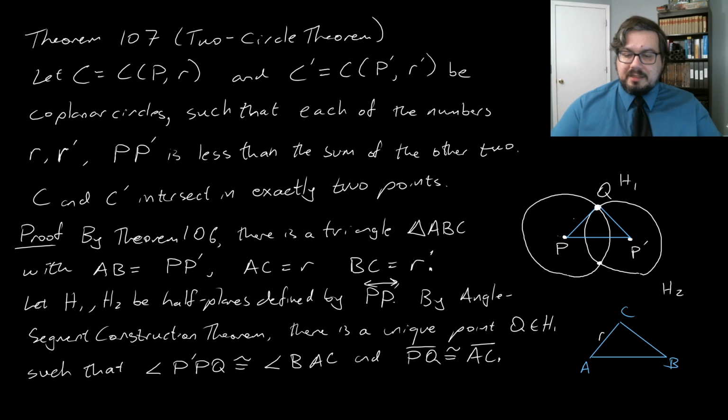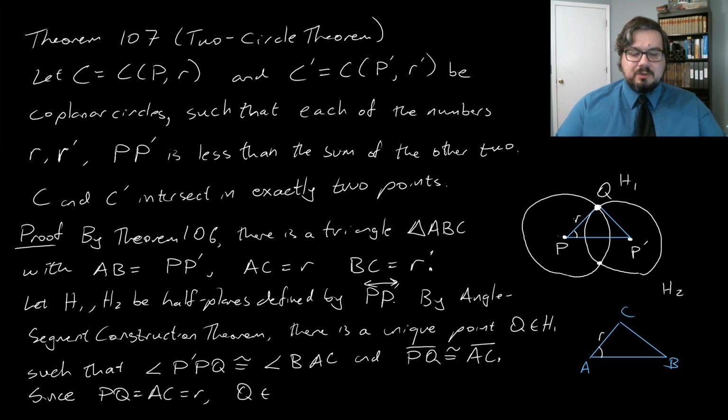And we know that the length of AC is R. That was part of our construction. And so that length is R as well. And we have that this angle and this angle are congruent, the angle at A and the angle at P. So now, since PQ is equal to AC, which is equal to R, the point Q lies on the circle C, because it's a distance of R away from P.